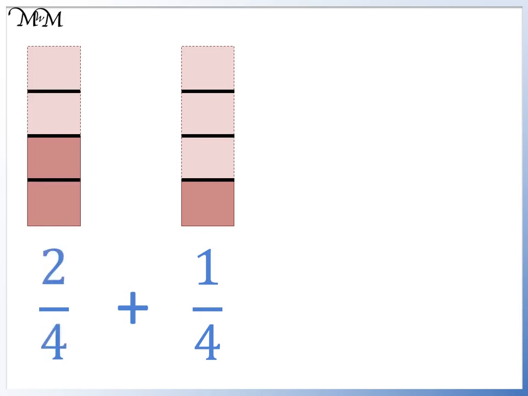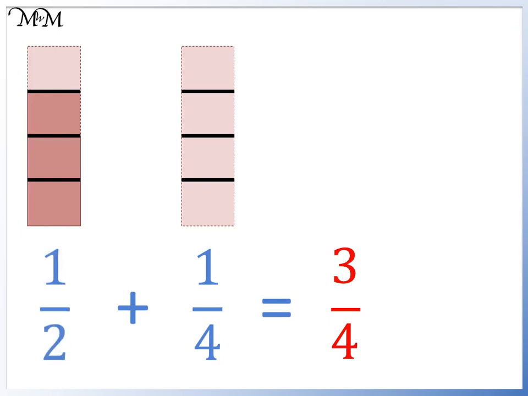Now all of the parts are the same size. We now have 2 quarters plus a quarter. The denominators are the same, they're 4, so the denominator in our answer will also be 4. Now we can simply add the numerators. 2 plus 1 equals 3. 2 quarters plus a quarter equals 3 quarters. So a half plus a quarter equals 3 quarters.